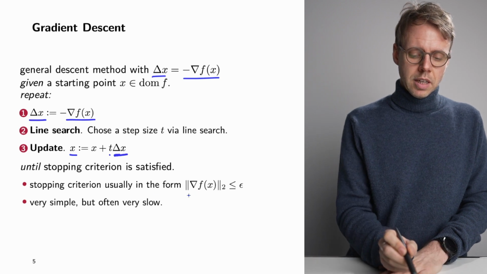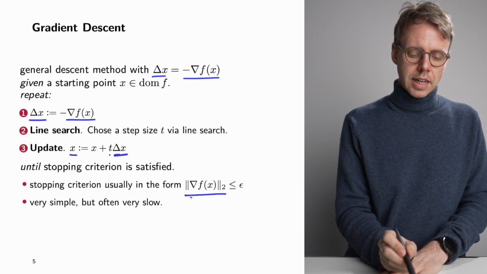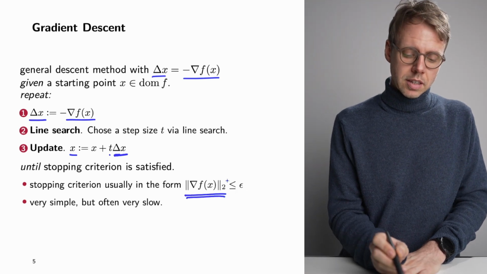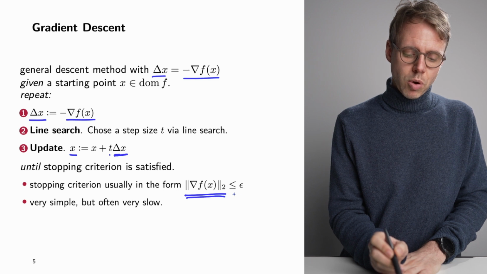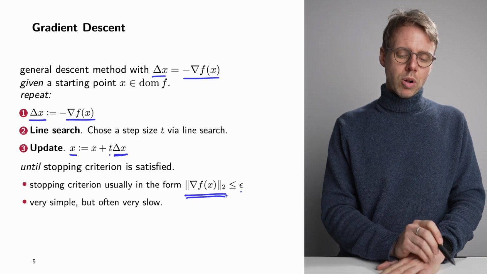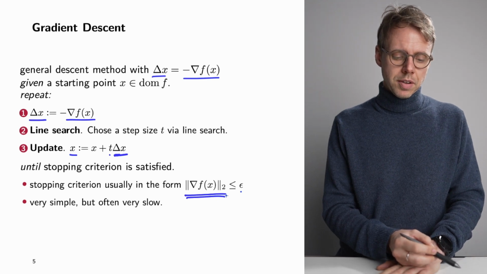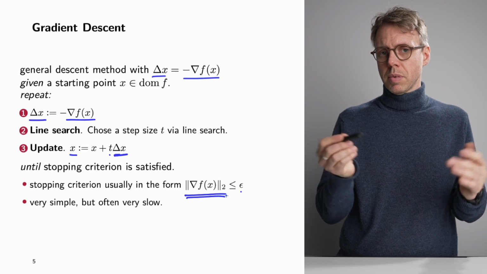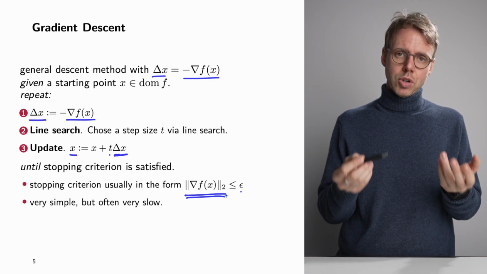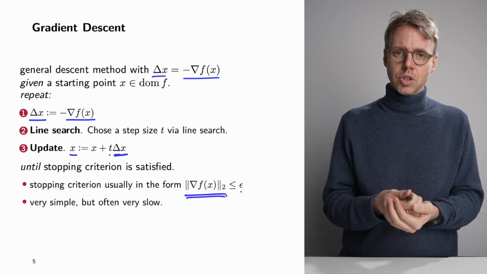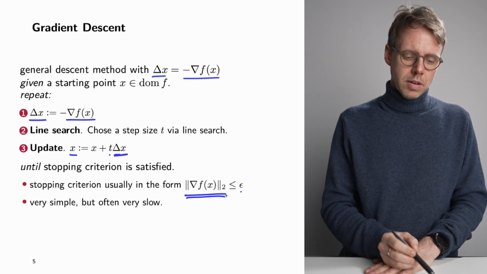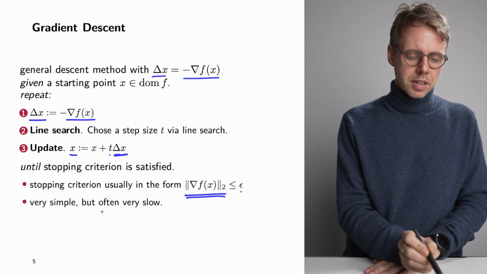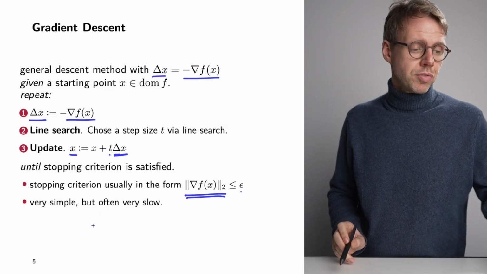And you do so until a stopping criterion has been reached. And typically it would be in the form of the L2 norm of your gradient. And if that is small enough, so smaller or equal to some small value epsilon, then you would stop and say my gradient is close enough to 0, which means I have reached a minimum of my function. It's a very simple method. However, as we will see, it's often too slow.